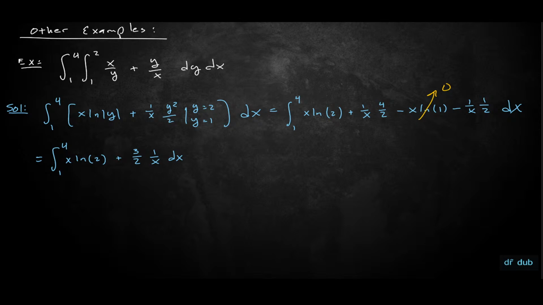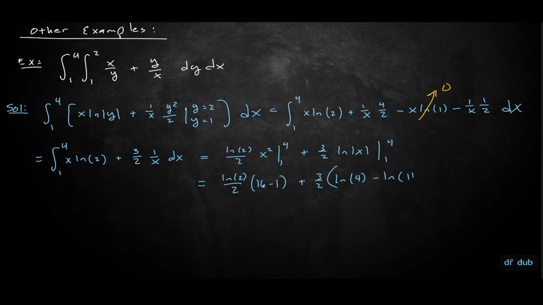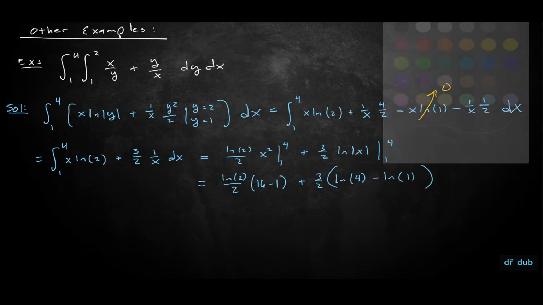And now integrate with respect to x. So we get natural log of 2 over 2 x squared, from 1 to 4, plus 3 halves times natural log of absolute value x from 1 to 4. This will be natural log of 2 over 2 times 4 squared is 16 minus 1 squared, plus 3 halves times natural log of 4 minus natural log of 1. Again, natural log of 1 is 0.